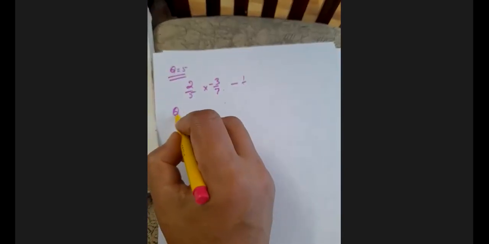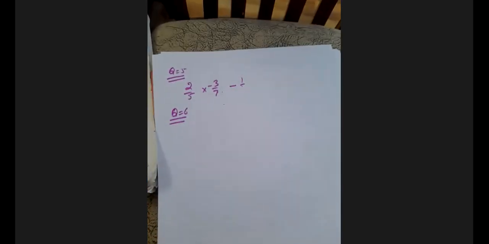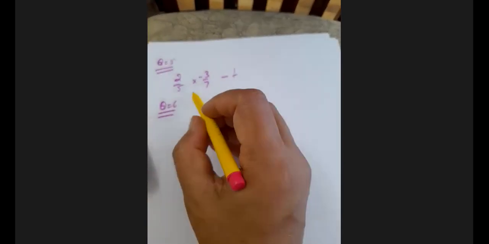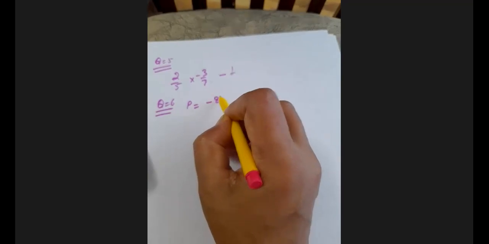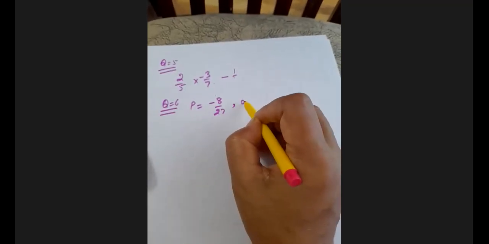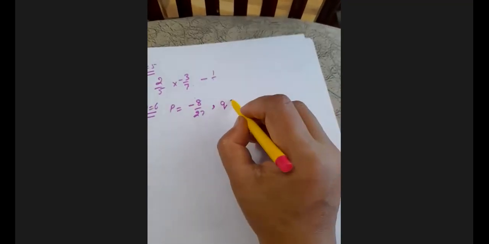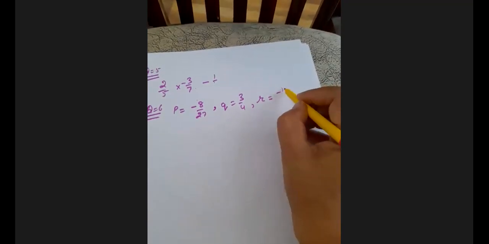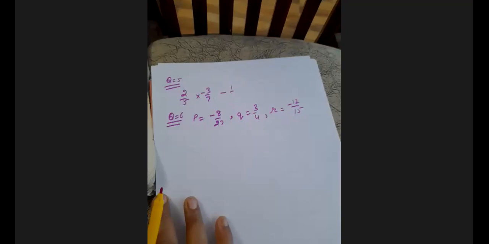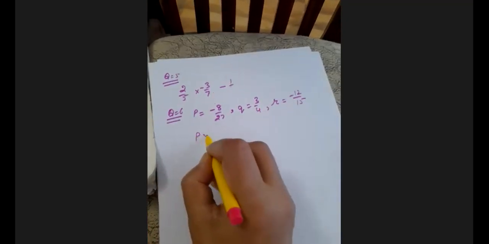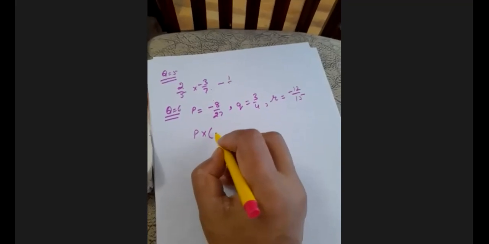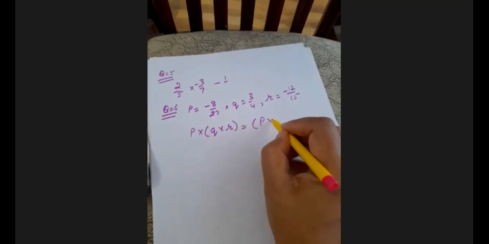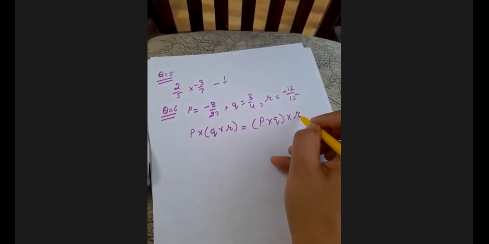Next is question number 6. Your 6th question is, values of P, Q, and R are given. Now verify the result. Value of P is minus 8 upon 27, and value of Q is 3 upon 4, and value of R is minus 12 upon 50. Now, students, verify P multiply Q multiply R is equal to P multiply Q multiply R.